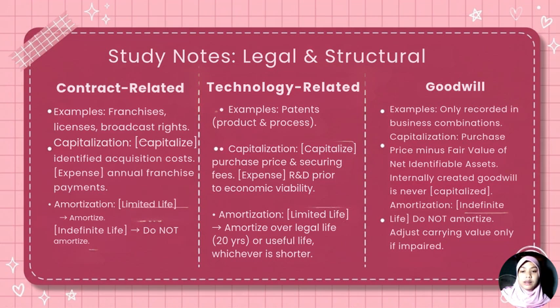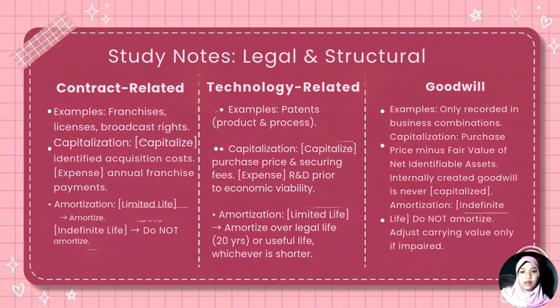Patents give companies the legal right to use or sell an invention. Companies capitalize purchase and legal costs, while research and development costs before economic viability are usually expensed. Since patents have a limited useful life, they are amortized over the useful or legal life, whichever is shorter.